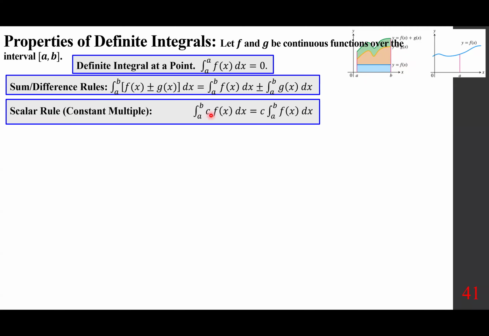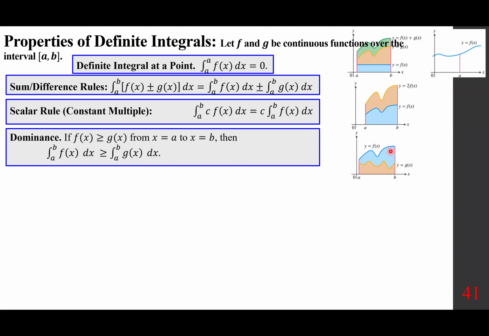Dominance. If f is larger than g from a to b, then the integral of a to b f of x dx must be larger than or equal to the integral of a to b g of x dx. So think about this. g is below the f function all the time, which means it's smaller than that. So the area that g covers is smaller than the area that f covers.